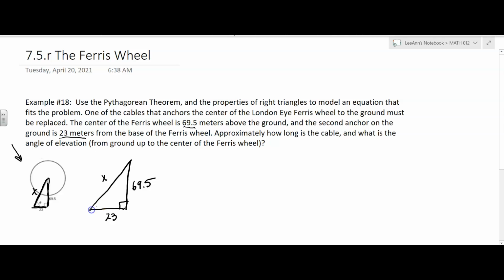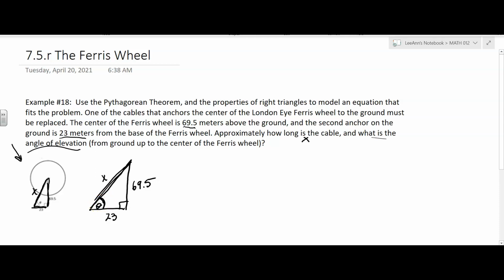They also in the picture have this labeled theta, that angle right there. So we'll keep that in mind. Approximately how long is the cable? So that's X. How long is this cable right here? We're going to figure that out with the Pythagorean theorem. And what is the angle of elevation? That's this angle right here we're talking about, from the ground up to the center of the Ferris wheel. So that's the angle of elevation, theta. So we need to find X and we need to find theta.